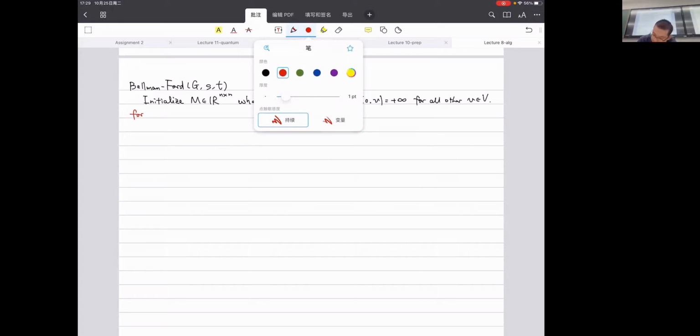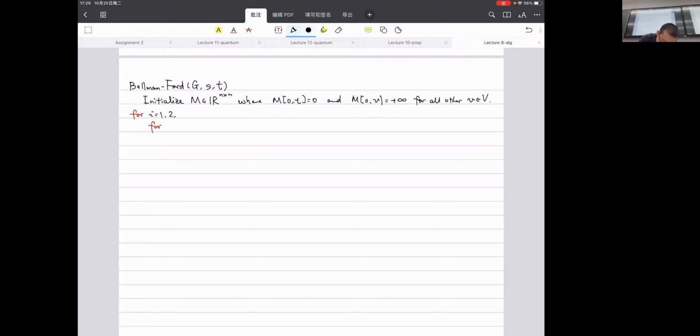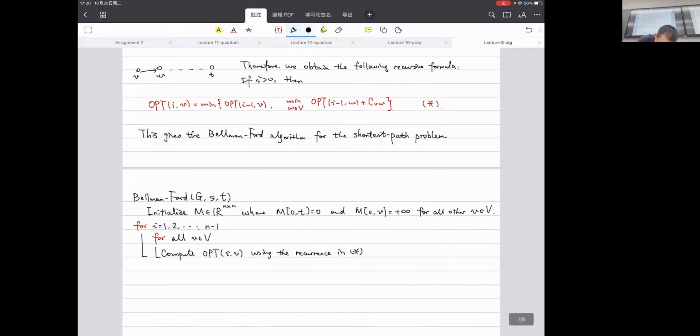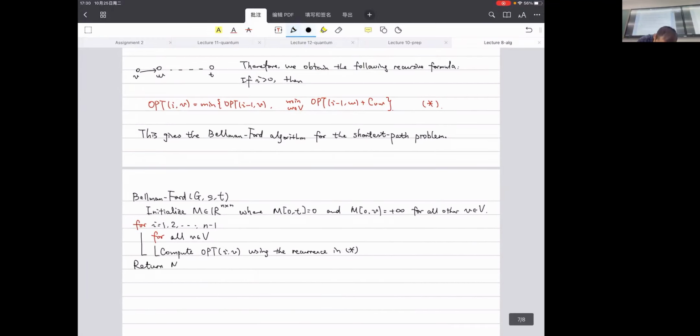It is also a double loop. So let me write two for loops here. The first loop is for i going through 1, 2, until n-1, because we know a simple path is going to have length at most n-1. And the other for loop goes through all the vertices v here. In this recursion, we are going to compute OPT(i, v) using the recurrence in star, the equation star above. And finally, we are going to return the entry M[n-1][s]. Any question about the Bellman-Ford?